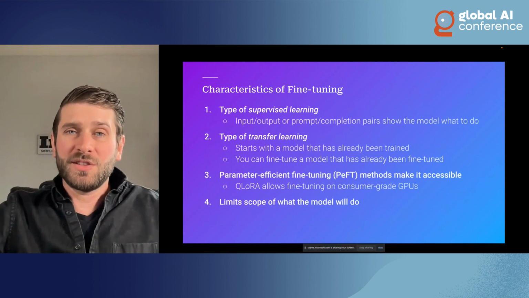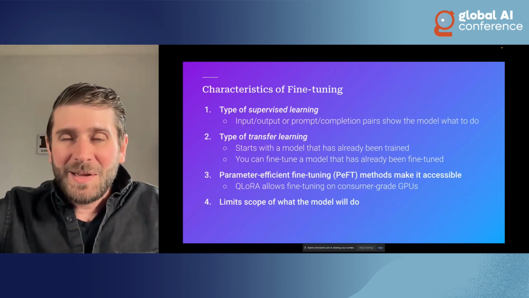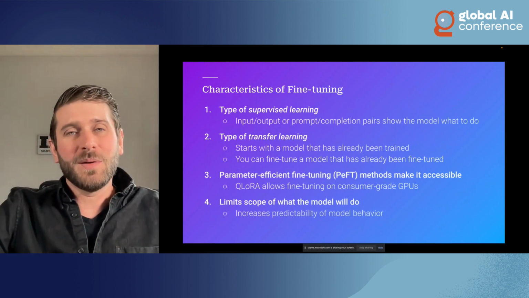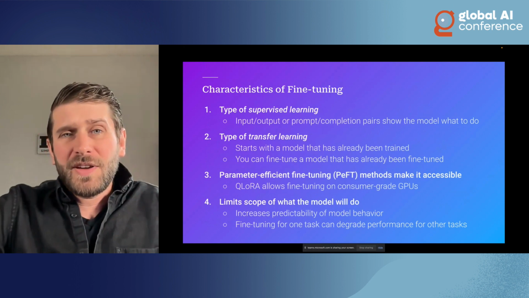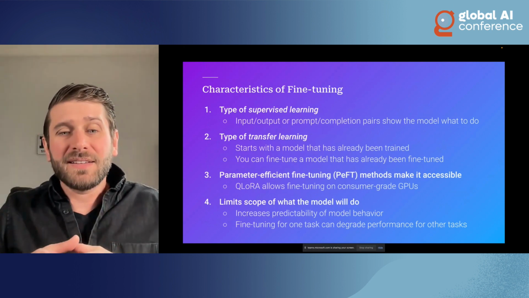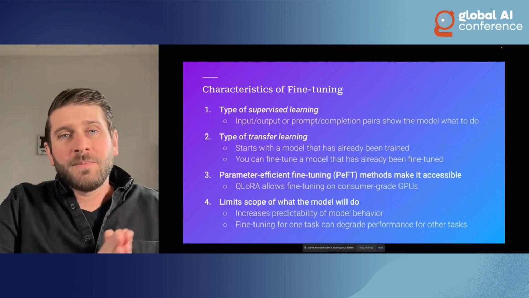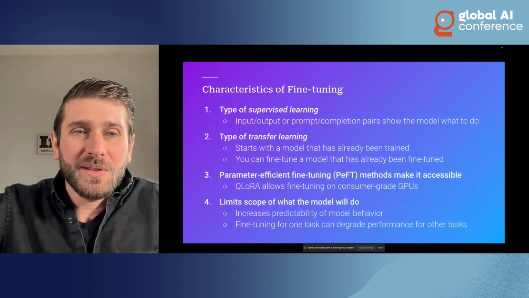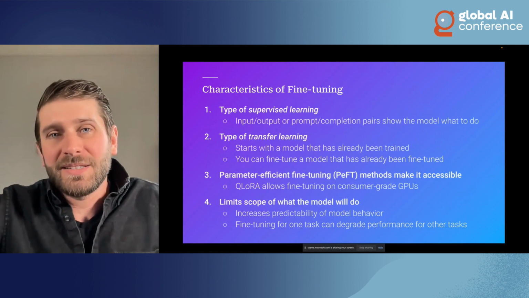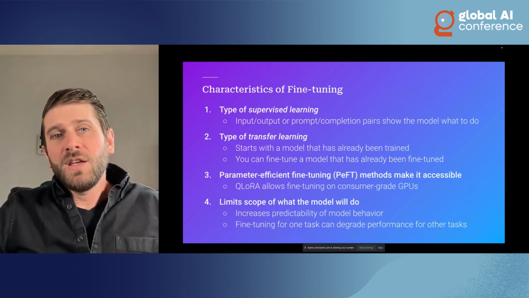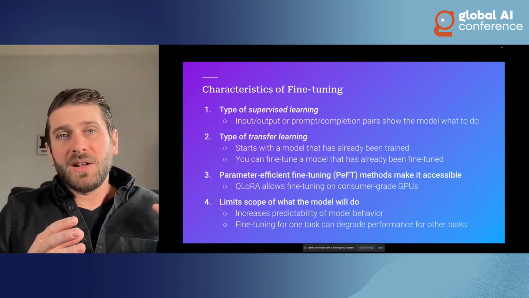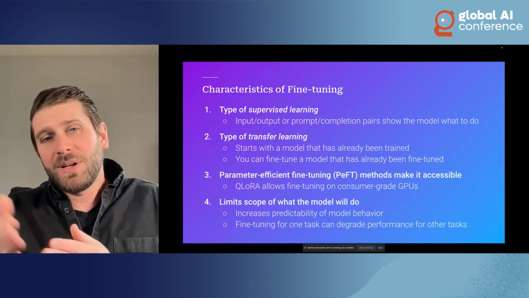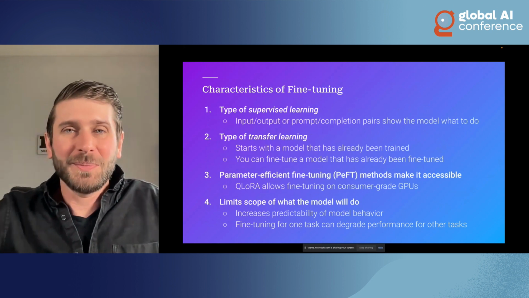Fine tuning also limits the scope of what the model will do, which might sound like a bad thing, but I would say it's a feature, not a bug, because it increases the predictability of the model behavior. And another effect of that is that if you fine tune for one really specific task, it can degrade the performance for other tasks. So safety tuning, for example, while it's really important, it can also make the model not perform as well at some other things that were unintentional along the way. So this is basically taking a generalist model and turning it into a specialist that specializes in one thing. It can be really good at that one thing, but may not be good at other things, and that may actually also be a good thing.